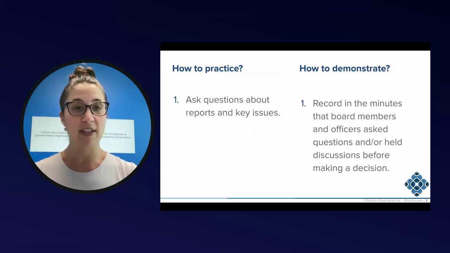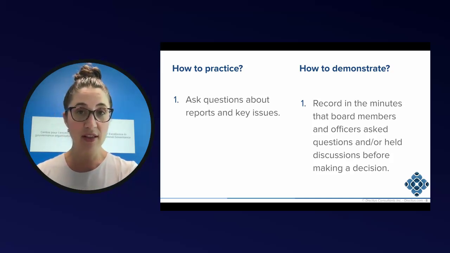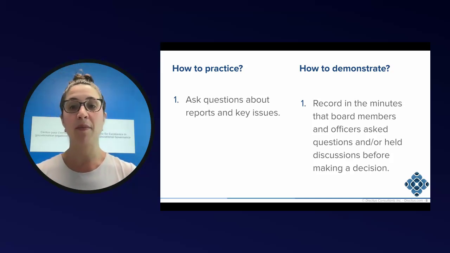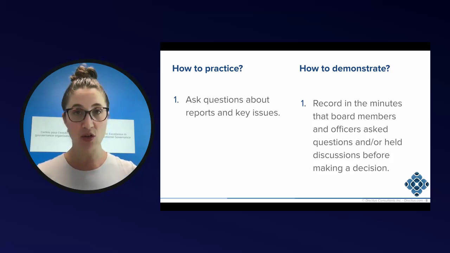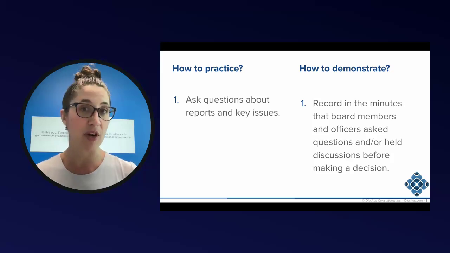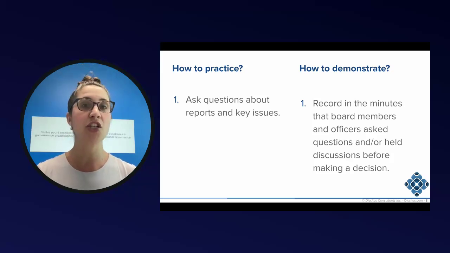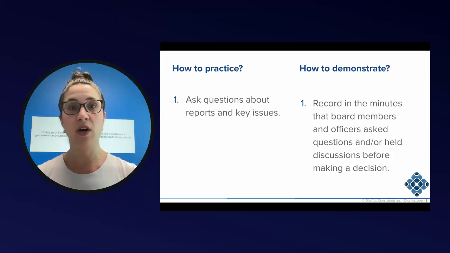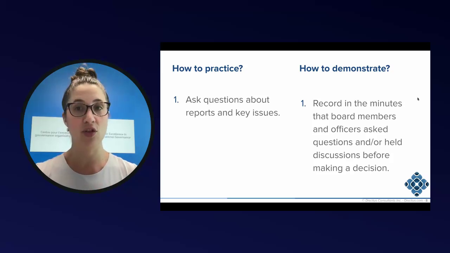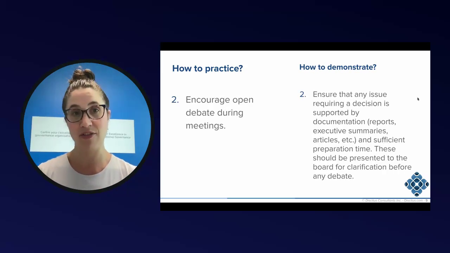Well, here's one way to practice due diligence. It's asking questions about reports and key issues. And how do you demonstrate? Well, you record in the minutes that board members and officers asked questions and or held discussions before making a decision. So a way to practice due diligence is to ask questions about reports and key issues, and you demonstrate that diligence by recording in the minutes, for example, that board members asked questions, that this issue was debated, and that various themes around the decision were addressed and that questions were asked. This is demonstrating your diligence as a board director or officer.